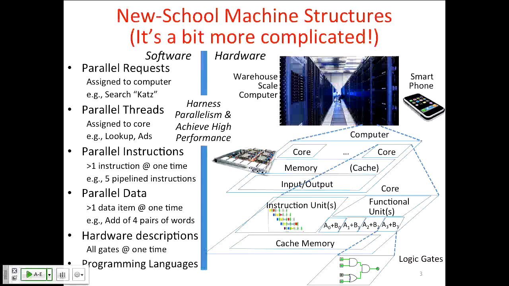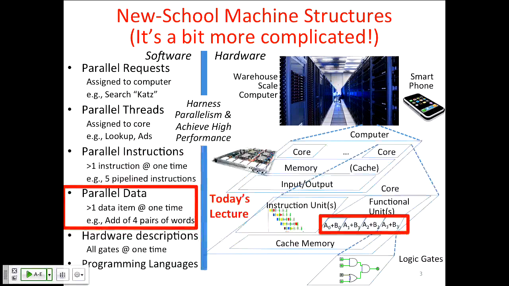Okay, so today we're going to switch gears a bit, and in the next few lectures we're going to be talking about parallelism, one of the great ideas in computer architecture. In particular today, we're going to focus on what's called data level parallelism, which is when you're operating on multiple items of data, doing the same thing, but to different groups of data at the same time. So today's lecture is going to focus on parallel data.